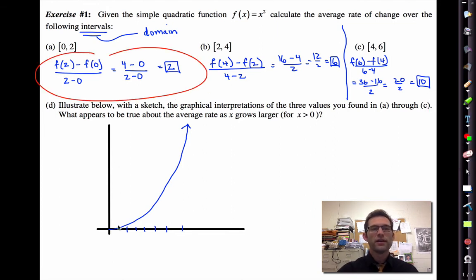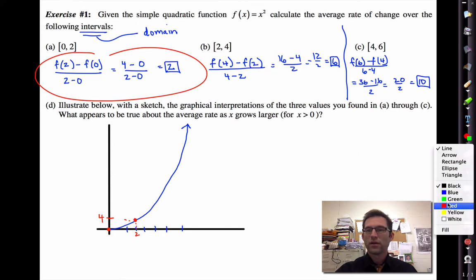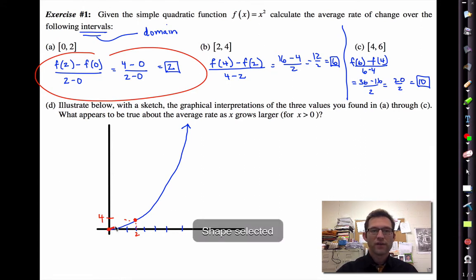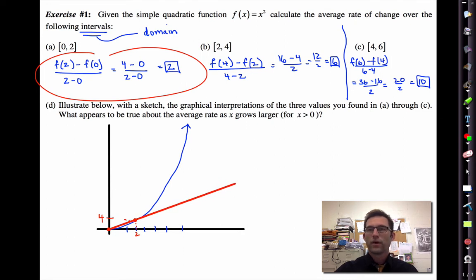Really, what I did is I took the point at (0, 0) and the point at (2, 4), and I just found the slope of that line. So the slope of that line was 2. Sorry about the poor scale on the axis here.